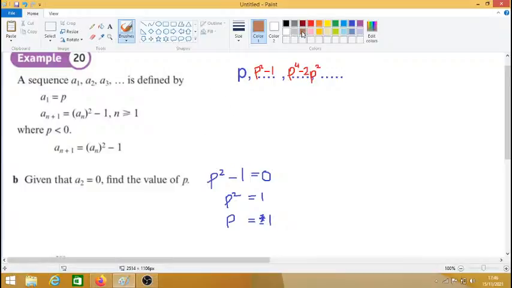And we might as well fill in the sequence now. If p, as we now know, is minus 1, that's your first number in the sequence. The next number, p squared minus 1, works out to be 0. Think about that. Minus 1 squared, that's 1. Take away 1, that's 0. And then see if you can work out the next one while I do it in my head.